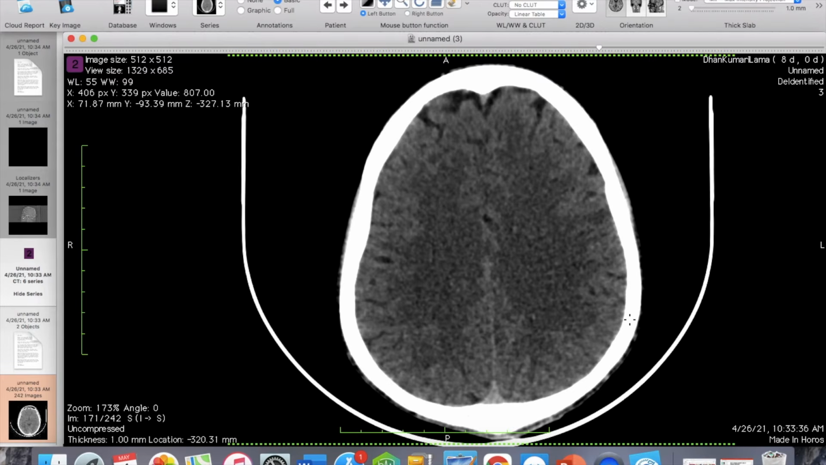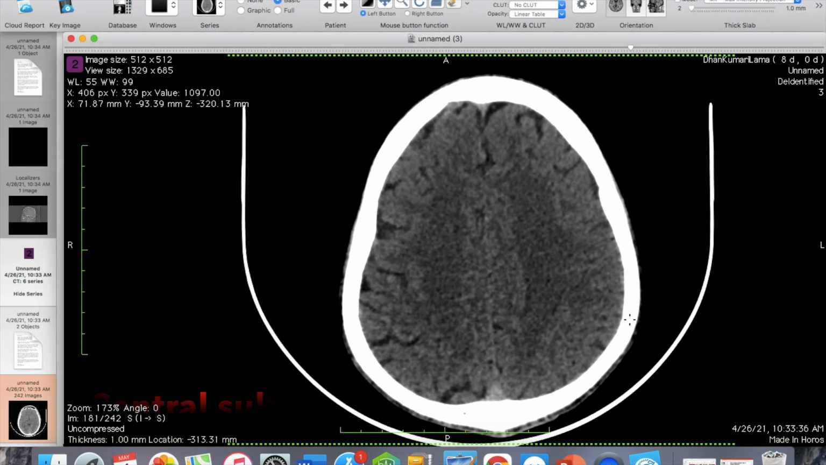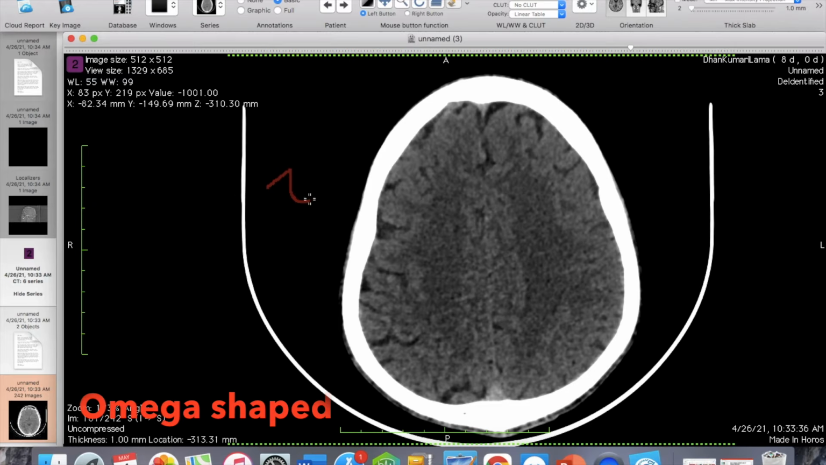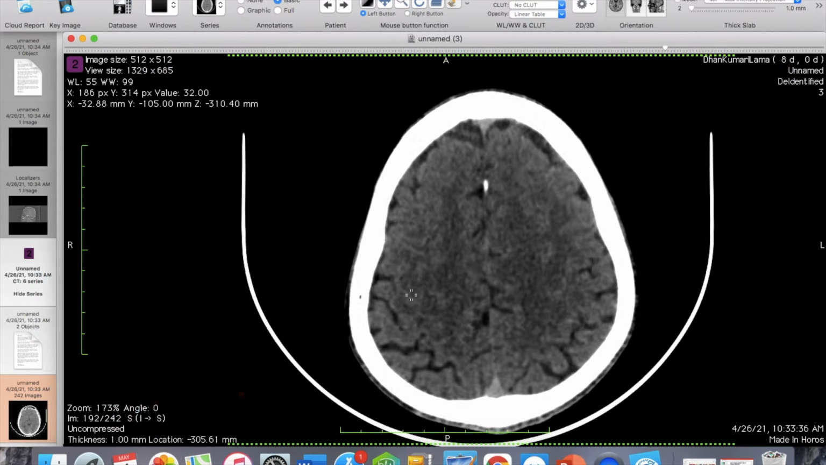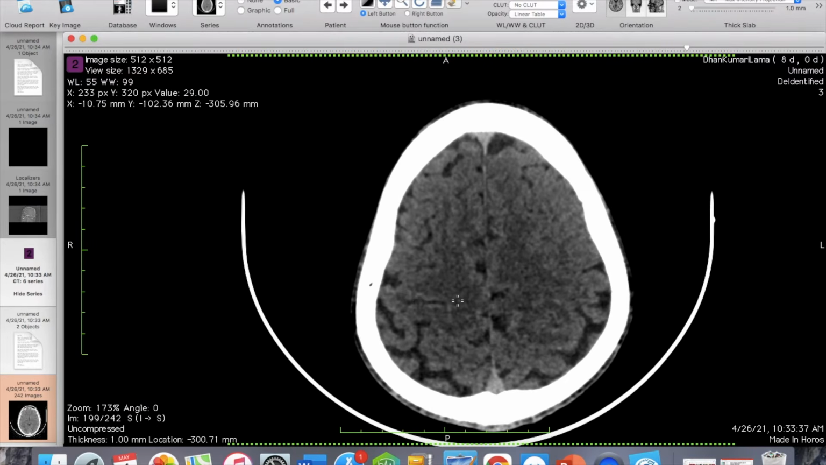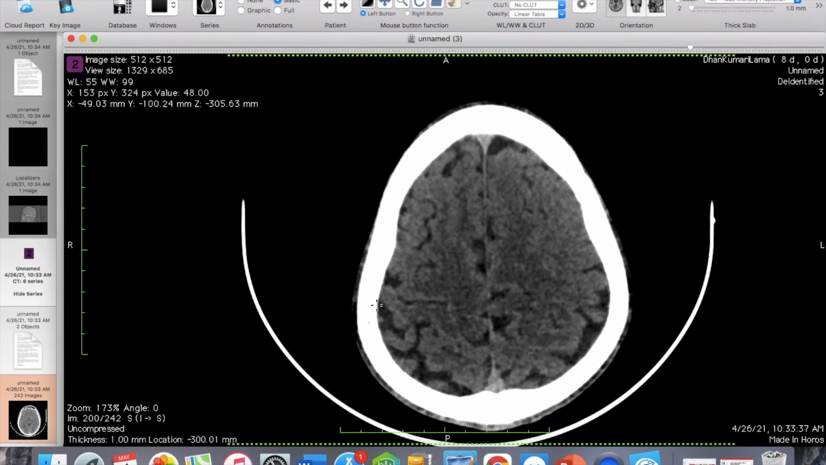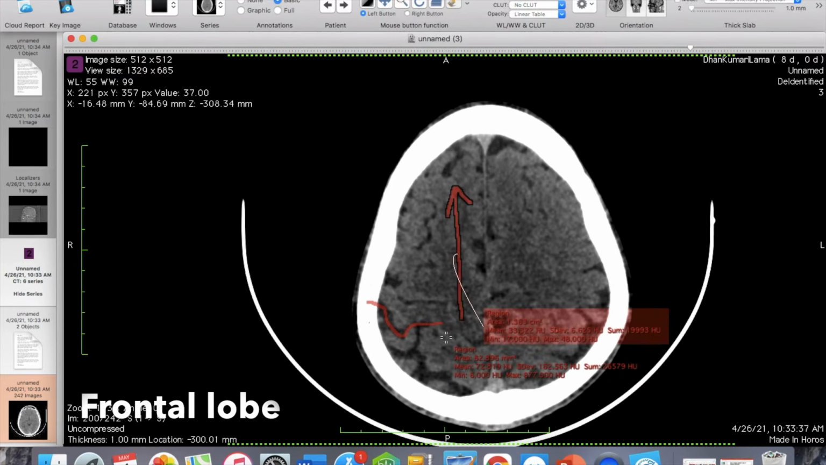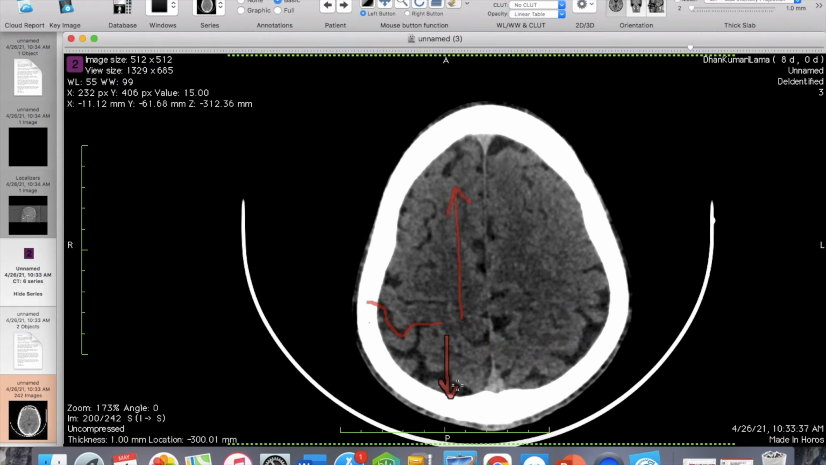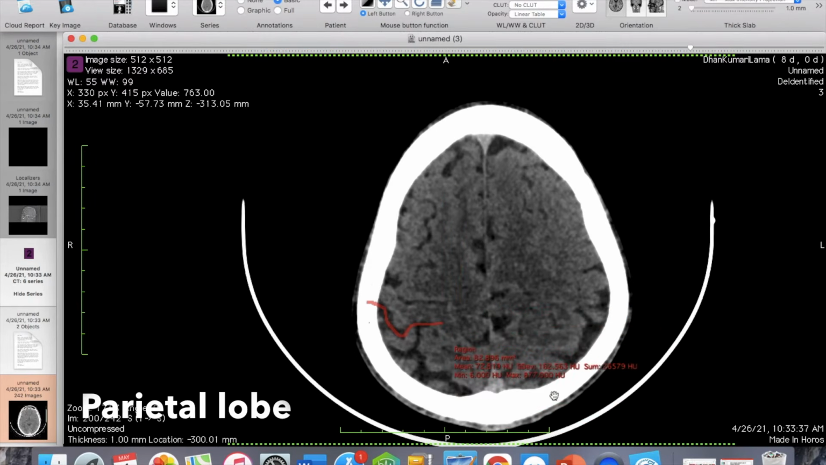The frontal and parietal lobes are separated from each other by the central sulcus. The central sulcus can be identified by its omega-shaped appearance. This is the shape of omega, and if we look closely, we can see the omega-shaped sulcus right here. This is the central sulcus. So the part of the brain that lies anterior to the central sulcus is the frontal lobe, and the part that lies posterior to the central sulcus is the parietal lobe.